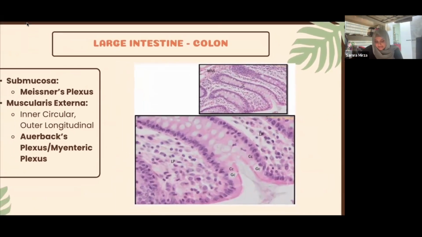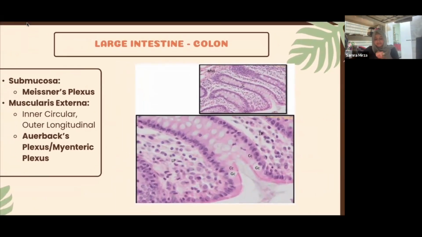Then the submucosa of the colon. It has Meissner's plexus, and this is not something you can see on the slide itself. This is just a feature that you should remember, and they could ask you about it.